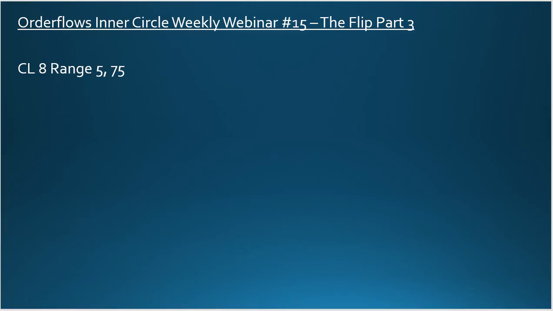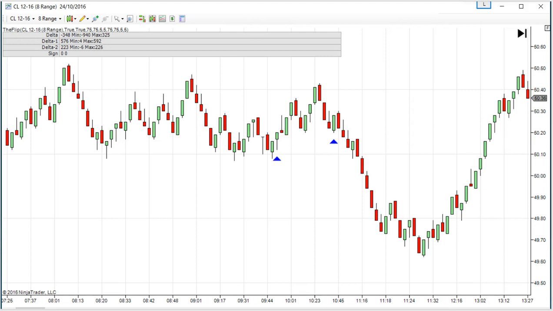Then crude. I'll show you some crude charts here. This is an 8 range, 5 and 75. Okay, these are bar charts actually. Just to give you an example, this first one worked out, the second one didn't. But what I want to point out is where to place your stops.